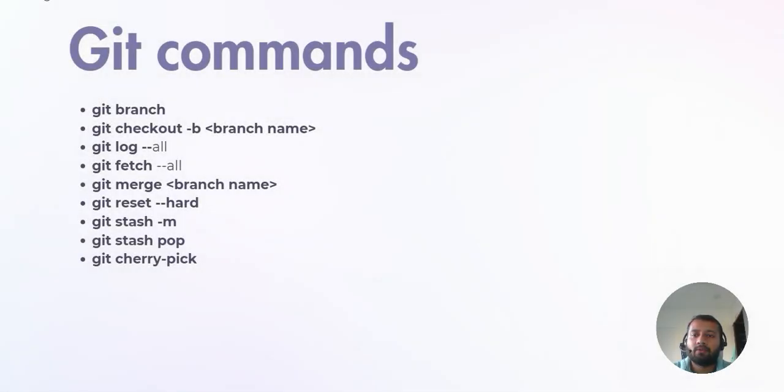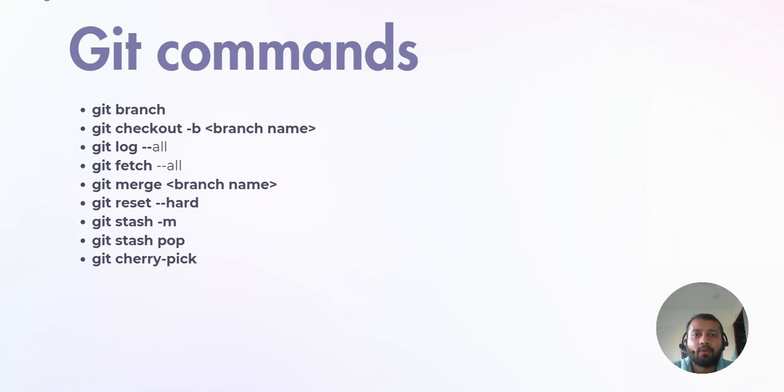Hi everyone. So as you can see on the screen, these are the few commands that I have listed down. These are almost 8 to 10 commands which you will use when you start working with Git. To start with, we have git branch. So git branch tells us about our current branch that we are working on.